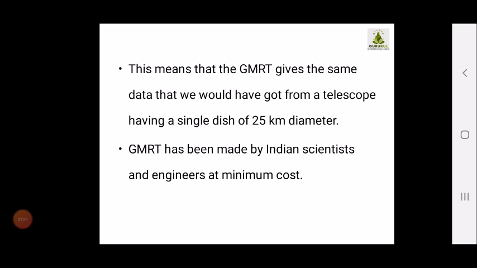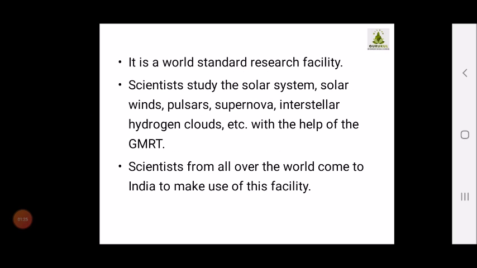Children, the GMRT has been made by Indian scientists and engineers at minimum cost. It is a world standard research facility. Scientists study the solar system, solar wind, pulsars, supernovae, interstellar hydrogen clouds, etc. with the help of the GMRT. Scientists from all over the world come to India to use this facility in Narayangaon.